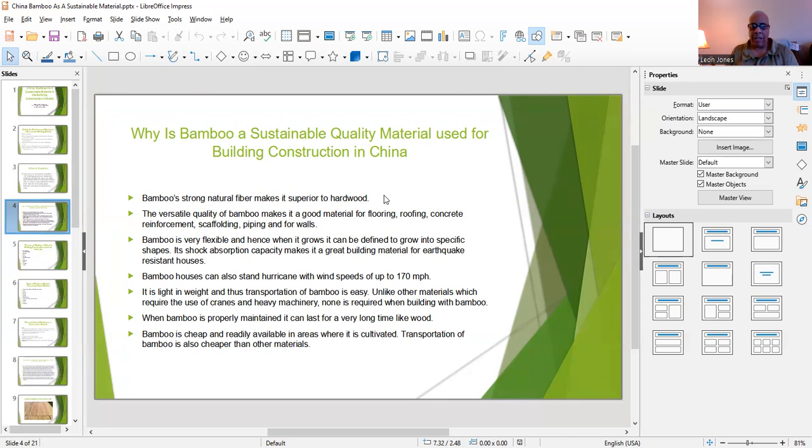It's also light in weight, and thus transportation of bamboo is very easy. Like other materials which require the use of cranes and heavy machinery, none is required when building with bamboo. Why is that?